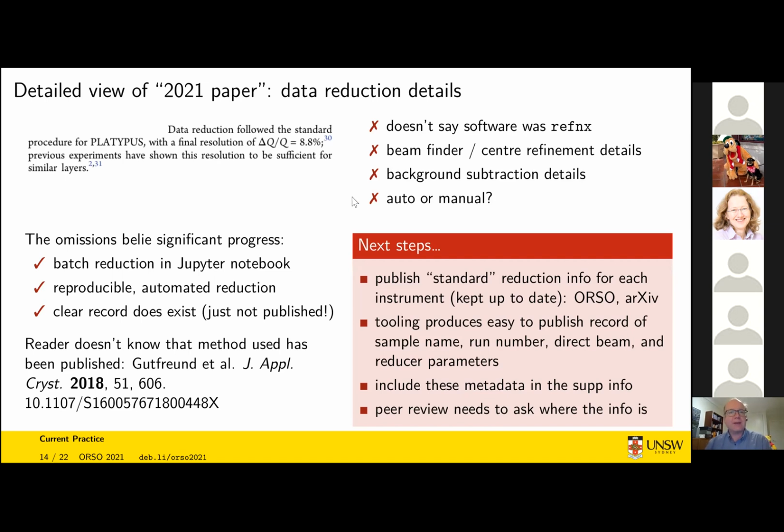We do have a clear record of how the reduction was done. We didn't include it anywhere in the paper. So this is one of the next steps: to have clear standards for reduction of the data as a simple publication, a simple white paper, for instance, about how Platypus data is reduced in the following way using this published method. For example, from Philip Gutfreund, here's how you reduce TOF data, here's how you go through it, here's the tooling that was used, and here are the three parameters that you need to know to be able to reproduce it.